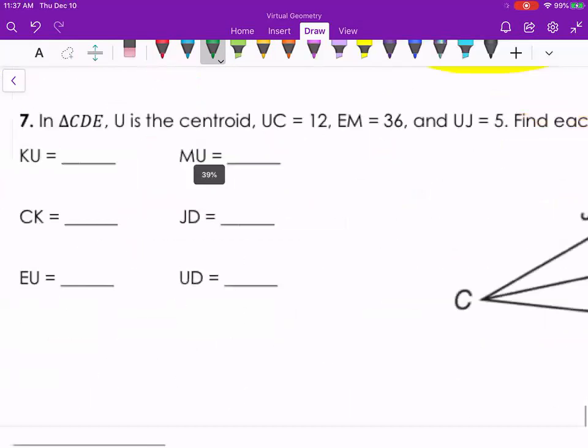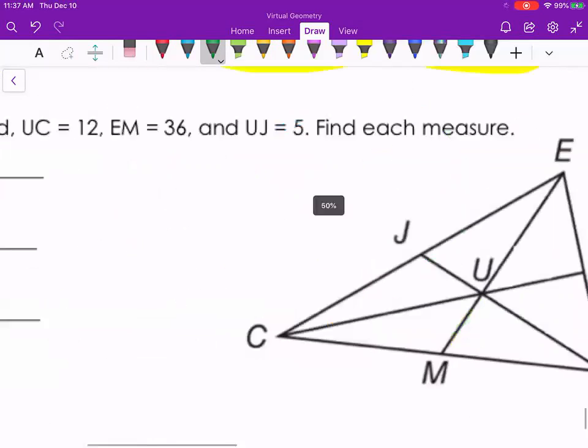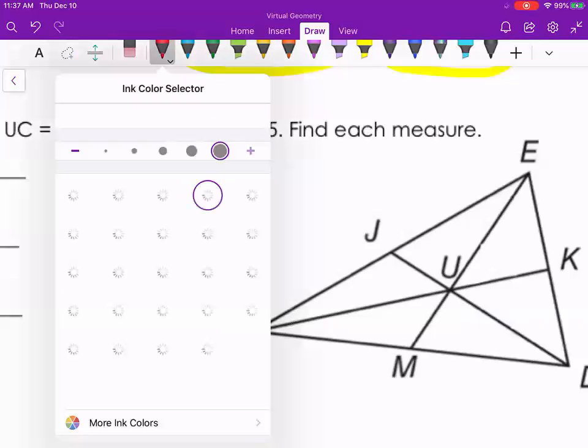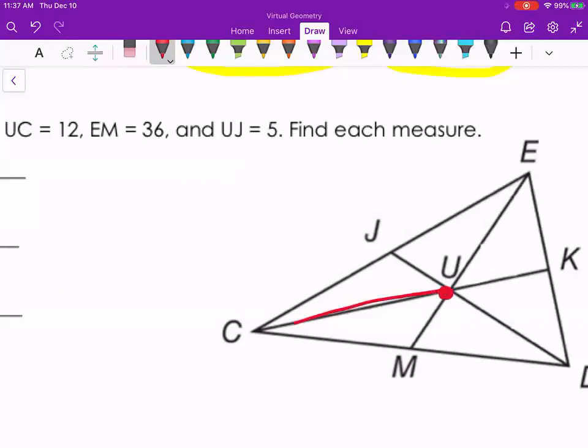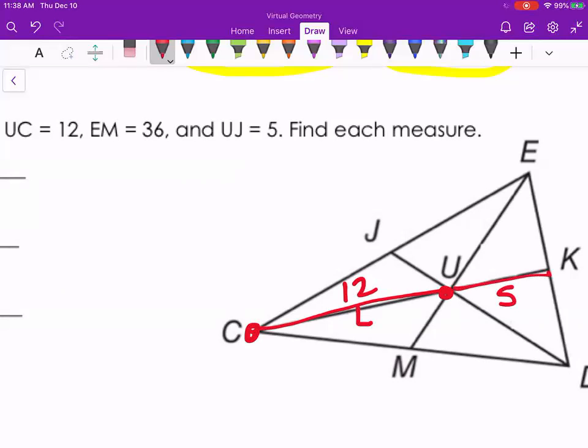All right, our last one deals with the centroid. So these are the short and long formulas. So let's put all of our information into the picture. So it says UC. So U to C is 12. And again, that is a longer part of UK. So there's my short. So before I do anything else, the shorter piece, short is 1/2 of the long. So cut 12 in half, 12 divide by 2, or 12 times 1/2, and I get 6 for the other side. Let's keep going.